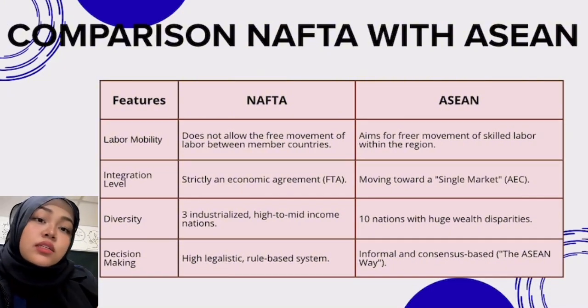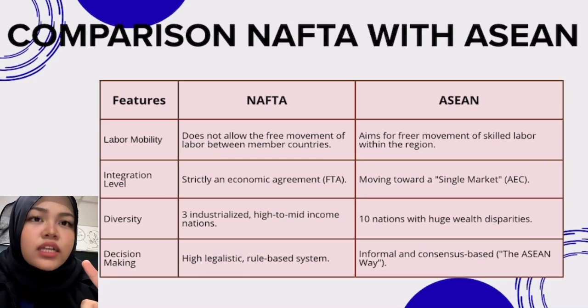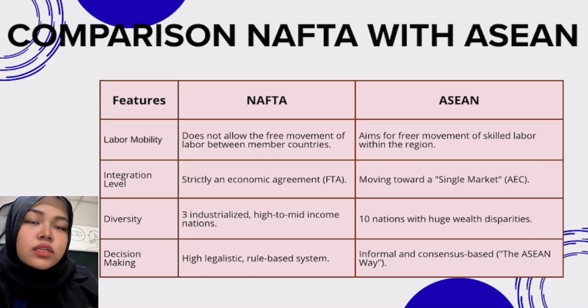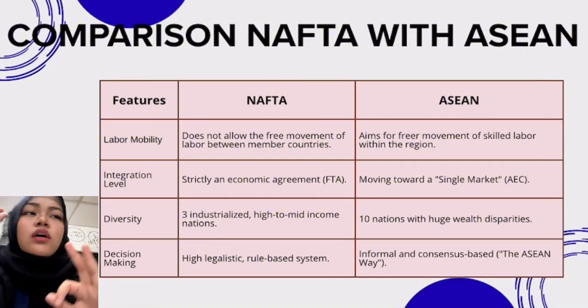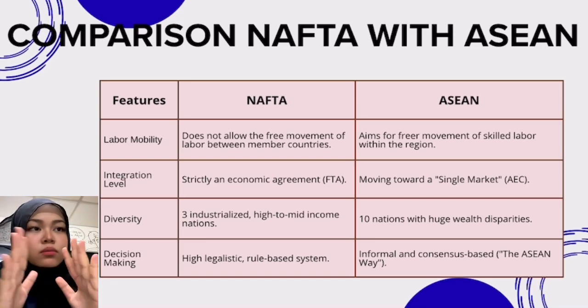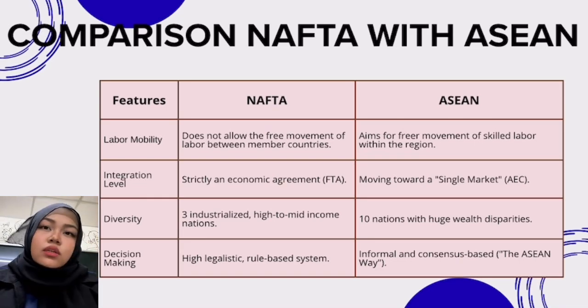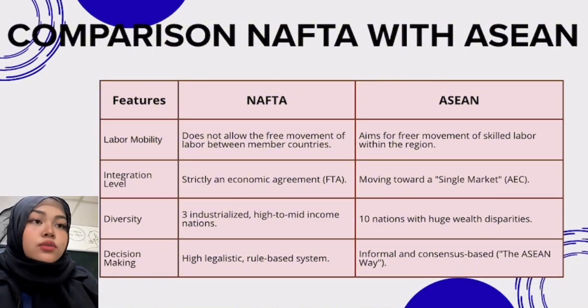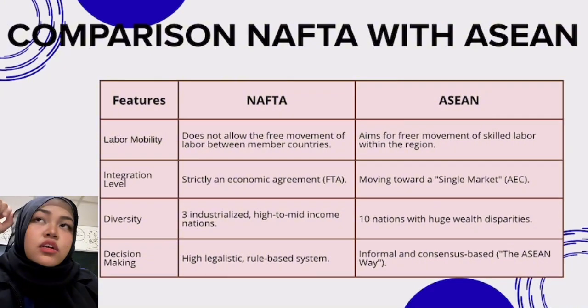Okay, so next is diversity. NAFTA consists of only three industrialized countries, which are high to mid income nations with more similar economic levels. ASEAN, on the other hand, has 10 nations with disparities, so ASEAN is more diverse and has greater economic gaps than NAFTA. So that's it.